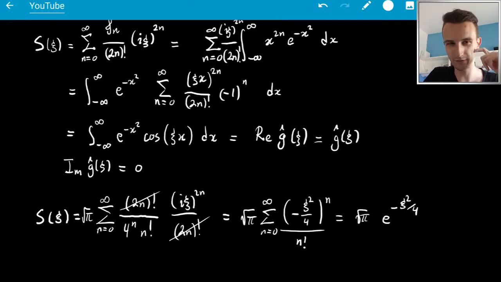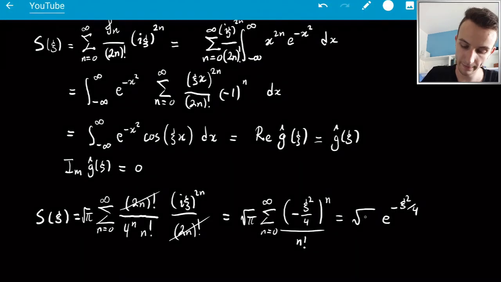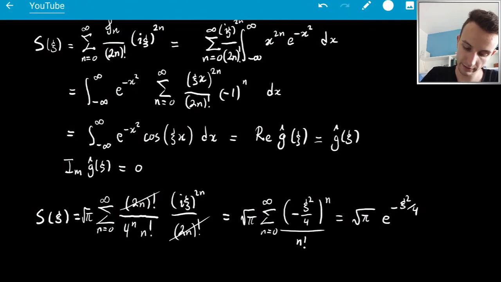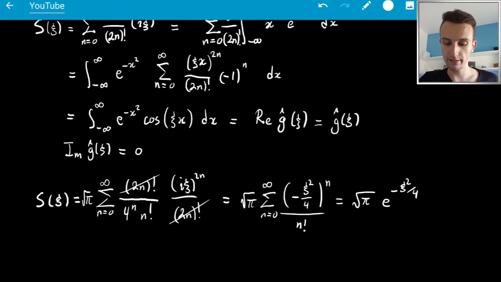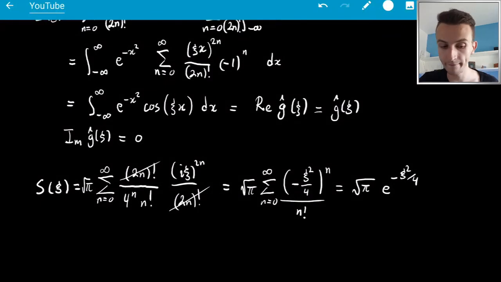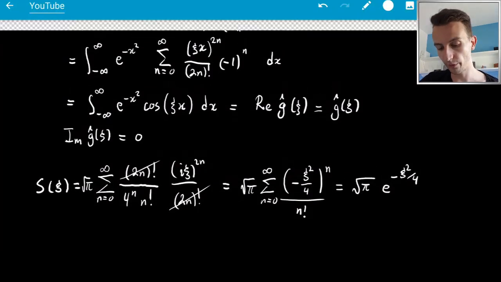I don't really remember if there is a square root pi here. I guess there is. It's pretty ugly. I guess that comes from the definition of the Fourier transform. Yeah, because there's going to be 1 over square root pi. So that has to go away later.